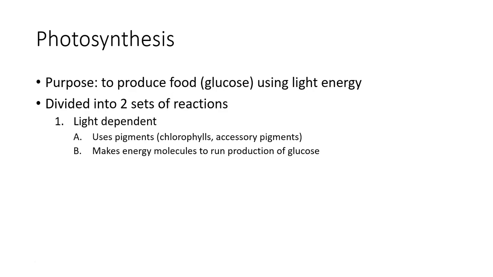Photosynthesis and its chemical reactions are divided into 2 sets of reactions. The first reactions are called light dependent. That means that they depend on light in order for this to occur. There's the use of pigments, chlorophylls A and B, and accessory pigments, the yellow and orange pigments. And they act sort of like antennae to pick up the energy from the sun and then use that energy to make energy molecules that can run the production of glucose.